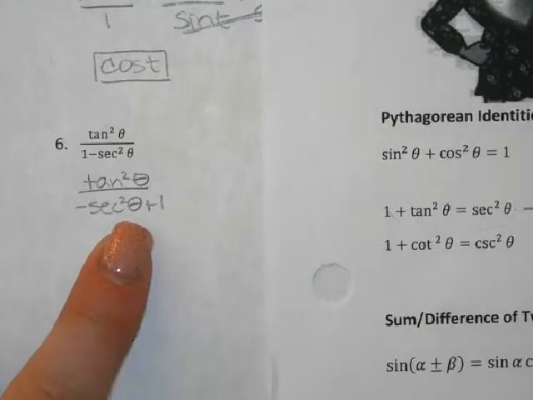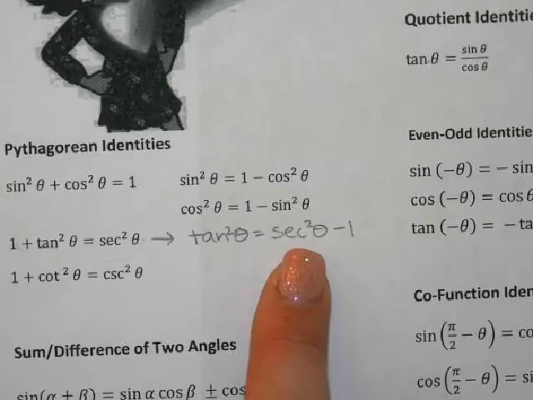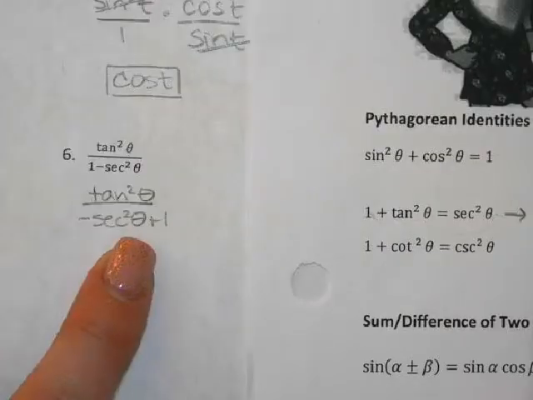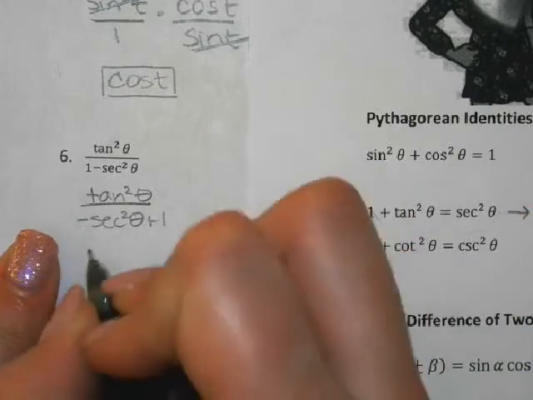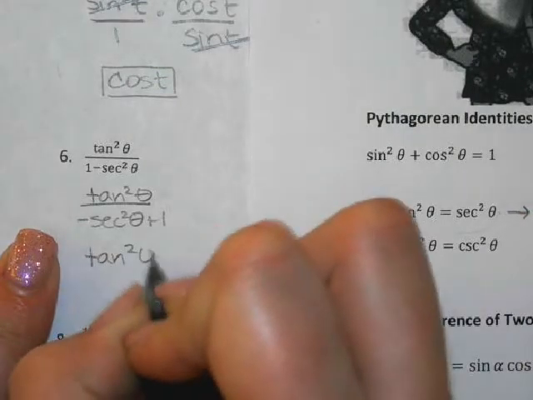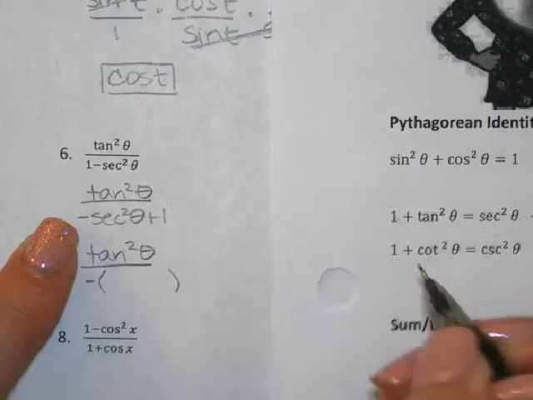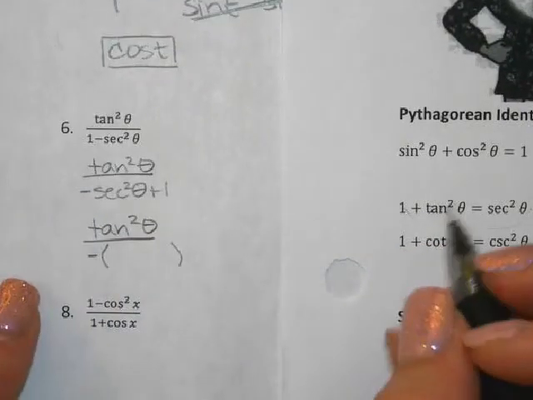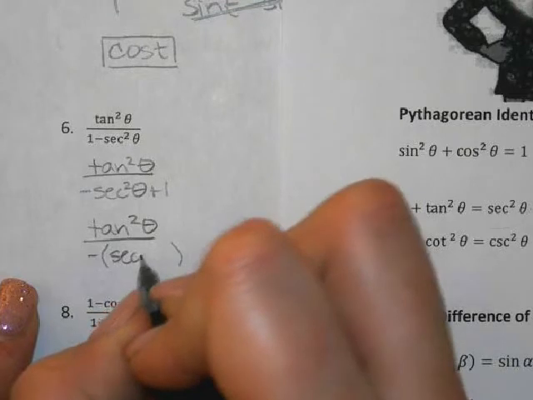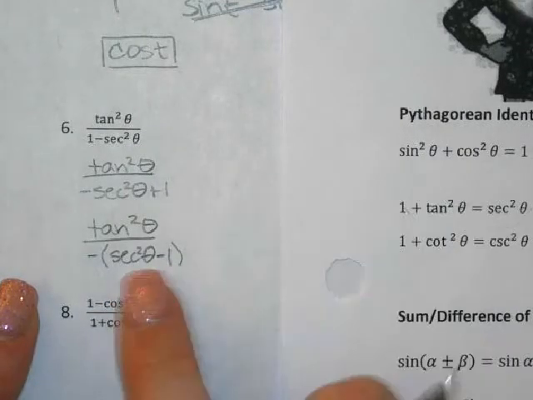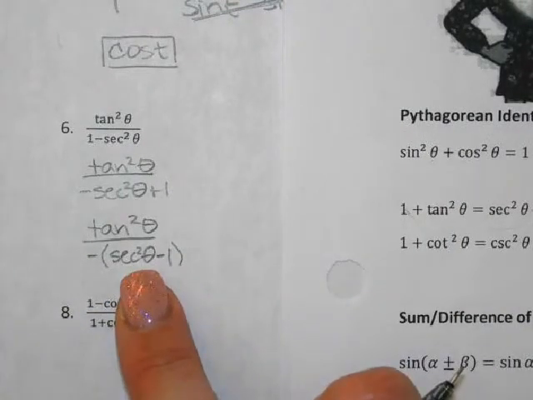How could we make that look more like what's on our sheet? Take out the negative, yeah. So we're going to leave tan squared on top, and on the bottom we're going to take out a negative, and what does that give us? Secant squared minus 1. Now, what we just did is not unique to this unit. We've done that before, where we switch the order of things and take out a negative. That's a strategy that we've done in the past, okay?